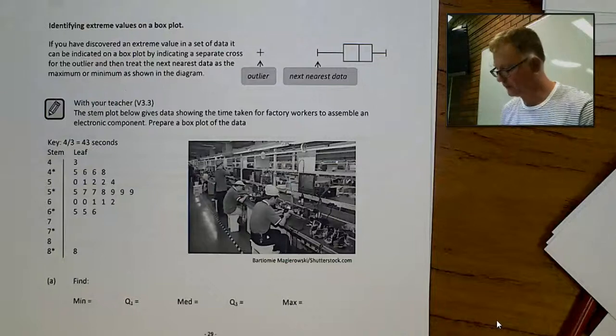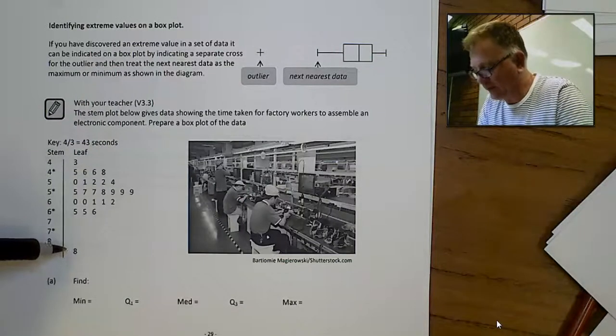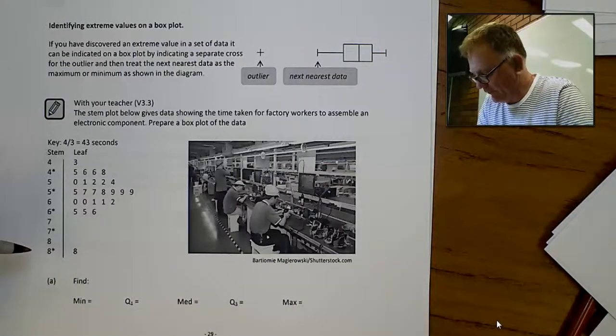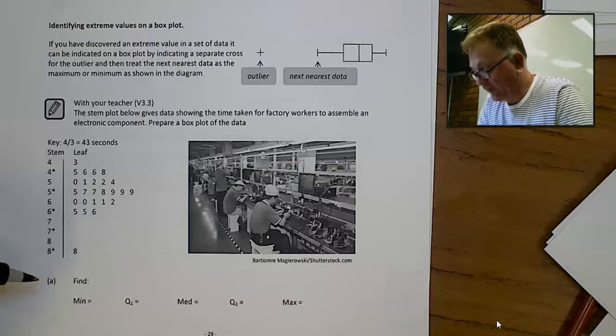Going to do another box plot here, and this time it seems quite obvious there's an extreme value, an outlier, and we're going to show that on our box plot. But first of all, we need to know these key figures. It's sometimes called a 5-figure summary: the minimum, lower quartile, median, upper quartile, and maximum.